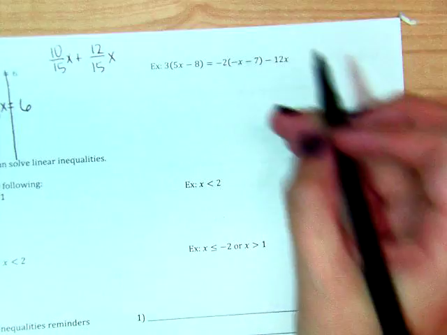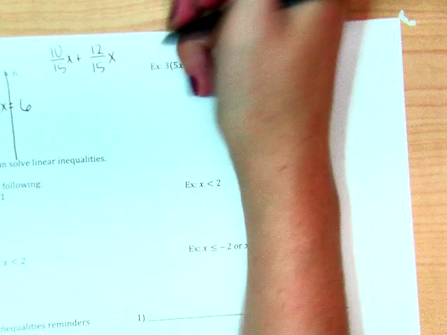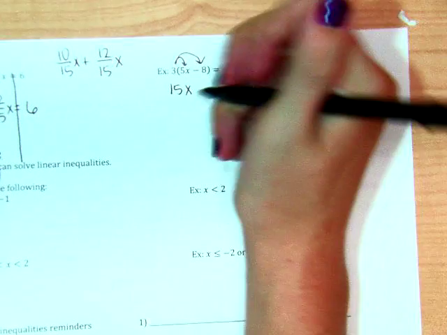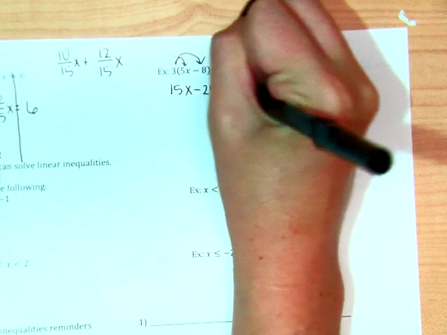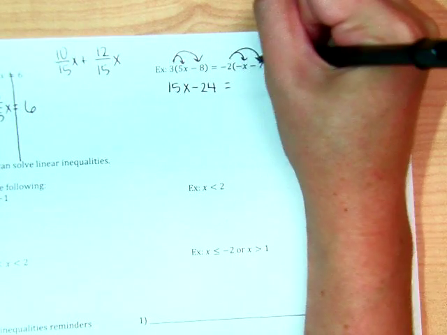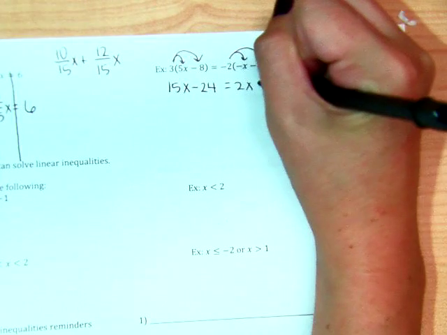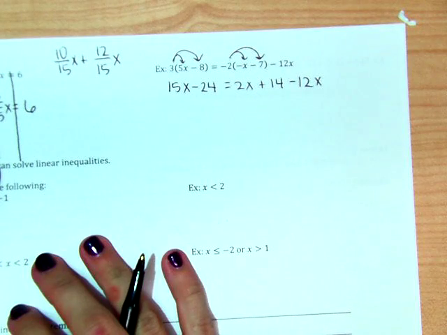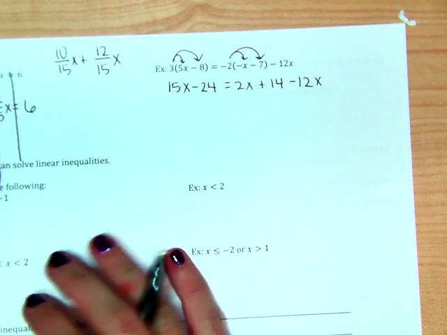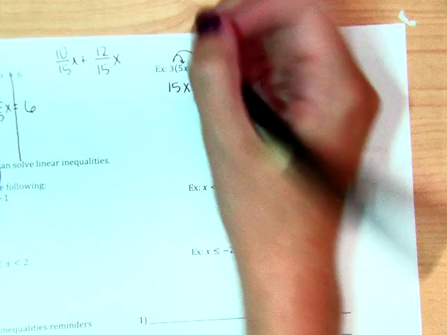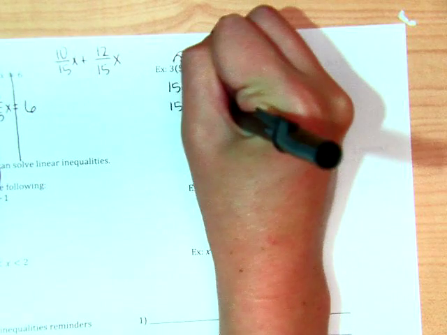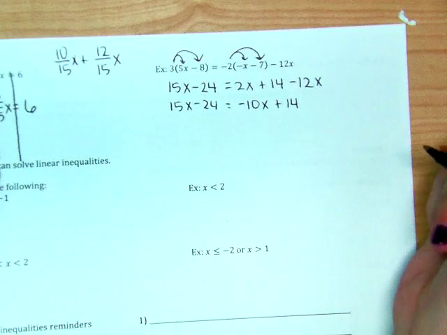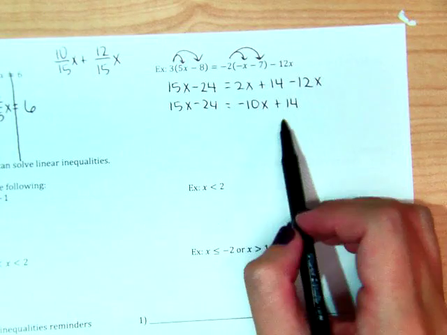And the last one, you're going to do a lot of distributing. So we're going to distribute this first. So we have 15x minus 24 equals 2x plus 14 minus 12x. Now I want to combine my like terms on this side. So I have 15x minus 24 equals negative 10x plus 14. I add these two together.